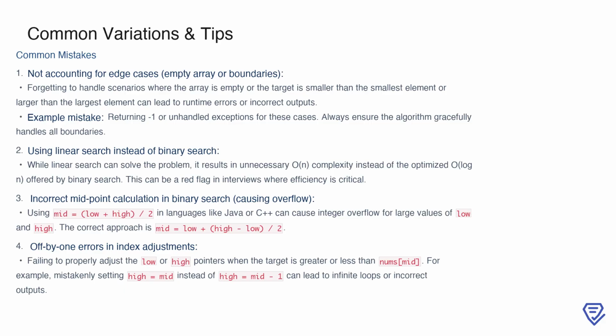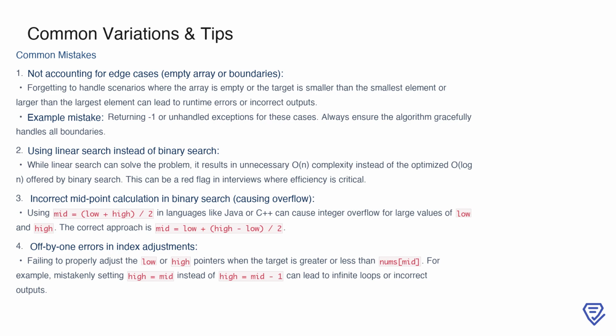Another issue arises from incorrect midpoint calculations in binary search. Using the formula mid = (low + high) / 2 can cause integer overflow in languages like Java or C++ for large values of low and high. Instead, the safer calculation is mid = low + (high - low) / 2.